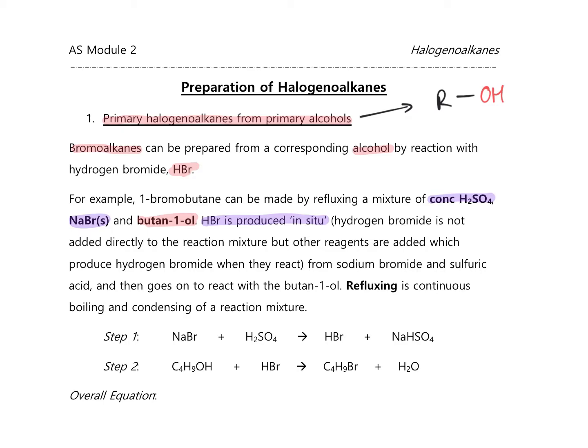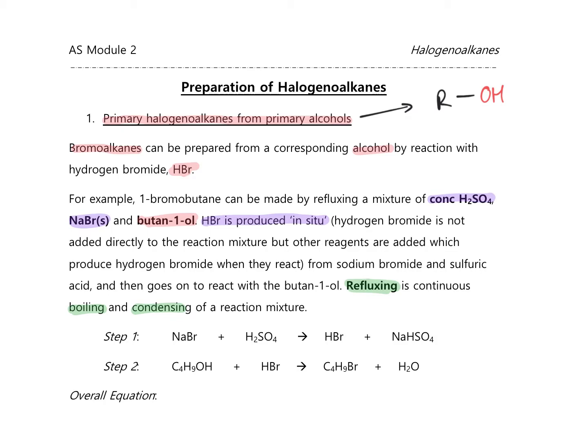The method that we need to use to react these together is refluxing, which is continuous boiling and condensing, or evaporation and condensing of a reaction mixture. And we'll talk about why that's important later on. So let's have a look at our 2 equations for this reaction.